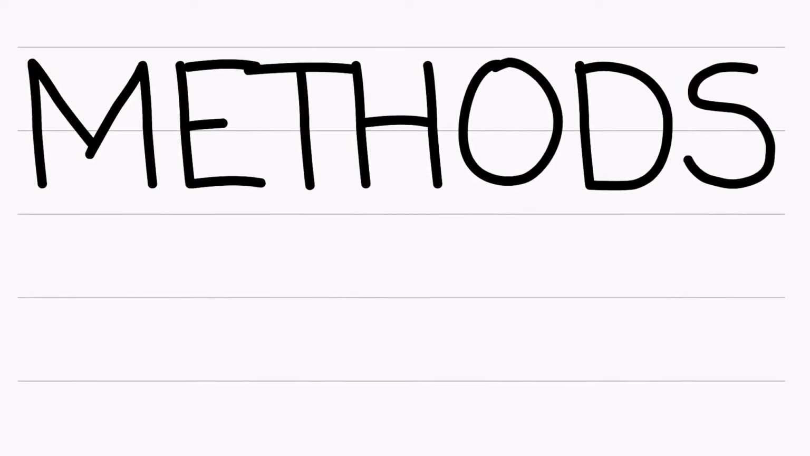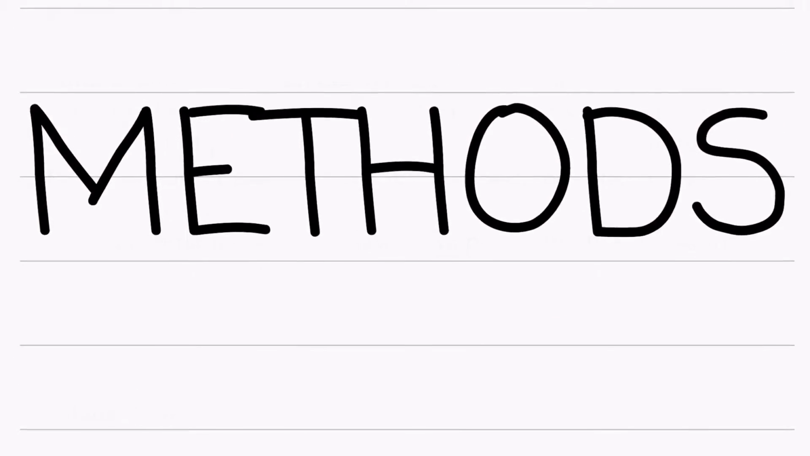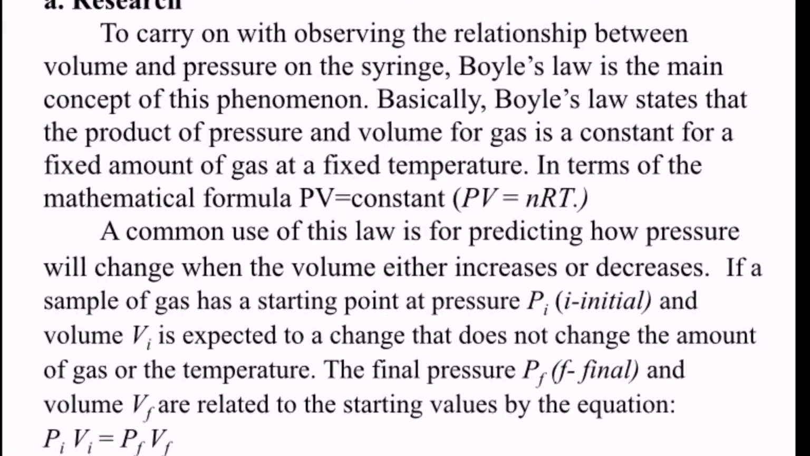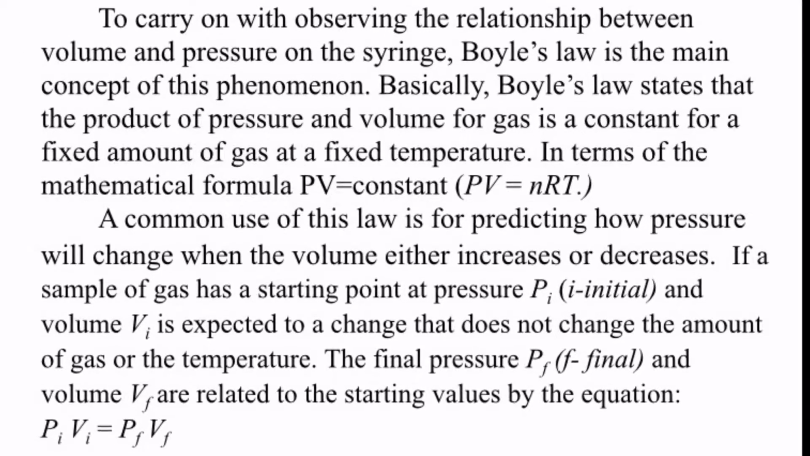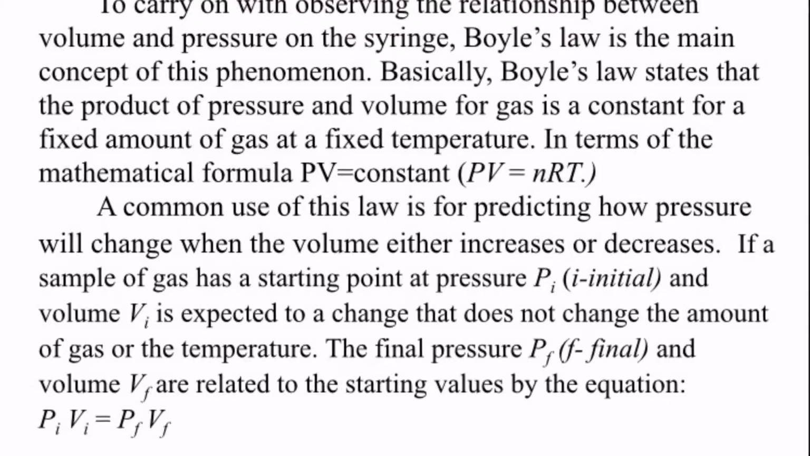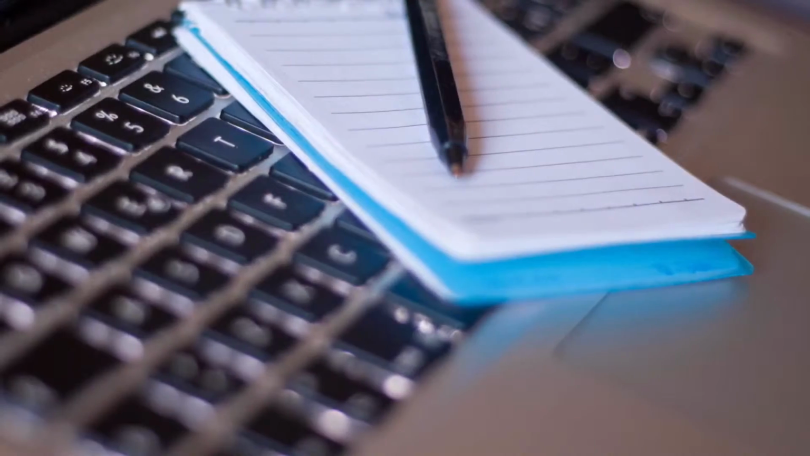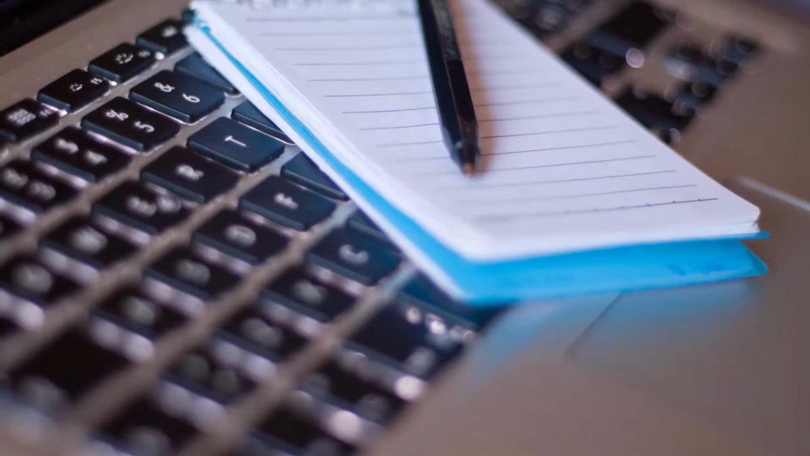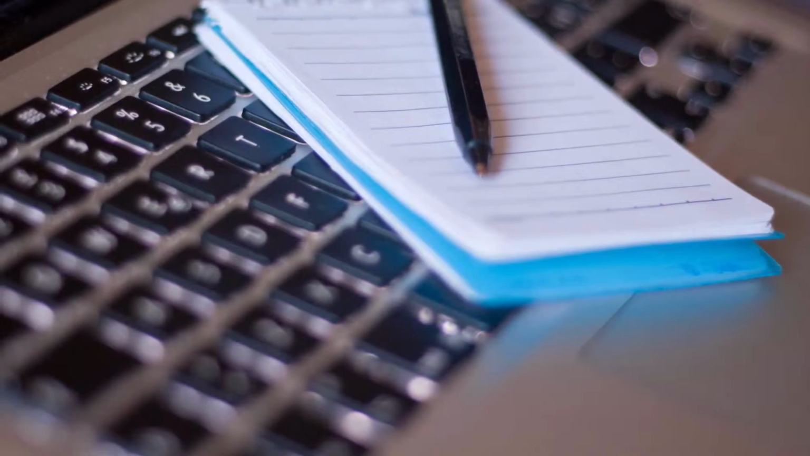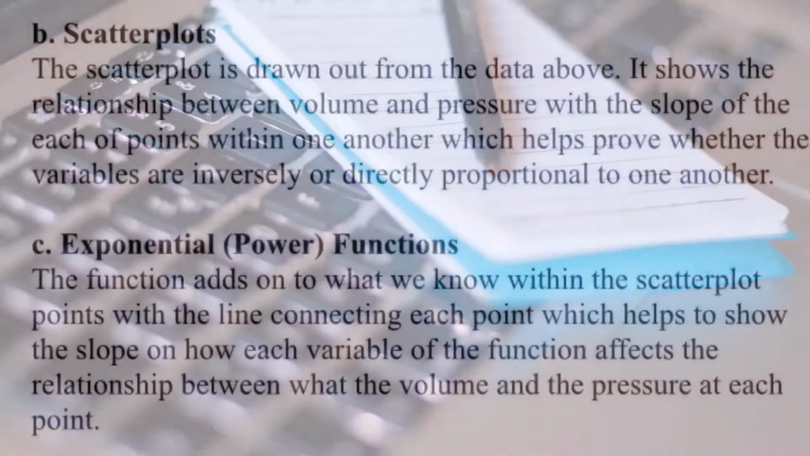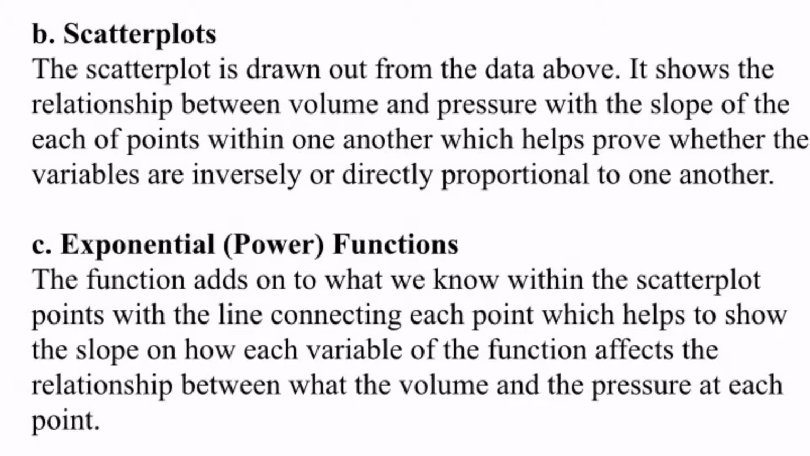As you can see, many things are involved in me doing the big project. Firstly, and most important of all, is research. To carry on with observing the relationship between volume and pressure on the syringe, Boyle's law is the main concept, and we don't know what Boyle's law is, so that's why we need to find out more about it. The next two methods I use are scatter plots and exponential functions, which I will talk about in the standards near the end of this video.